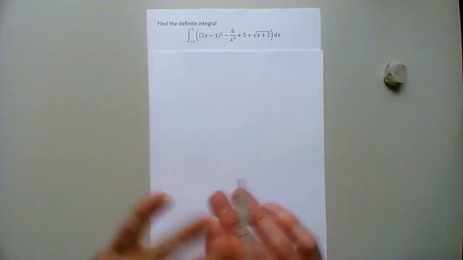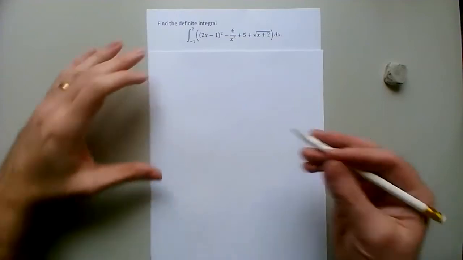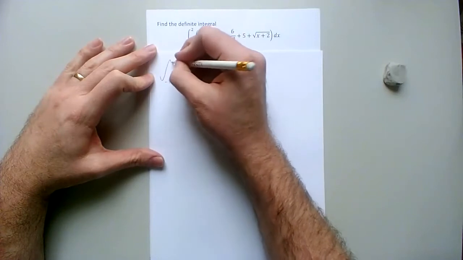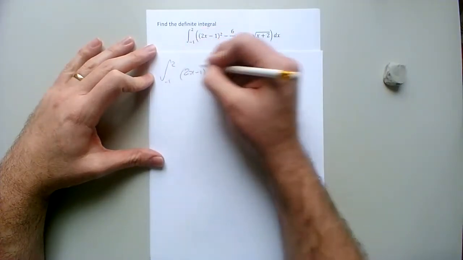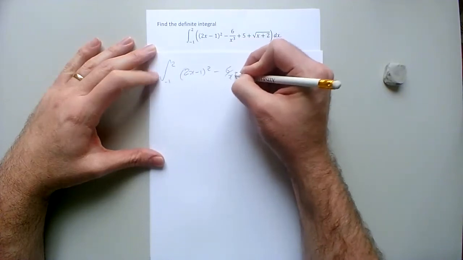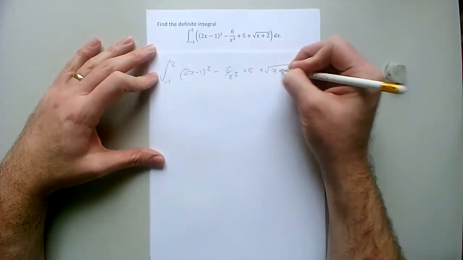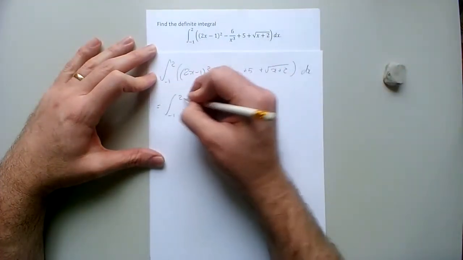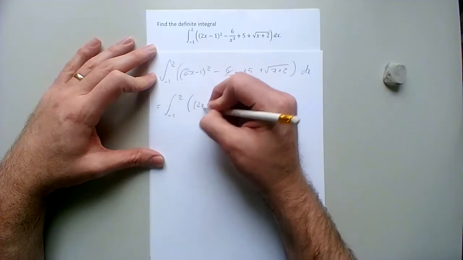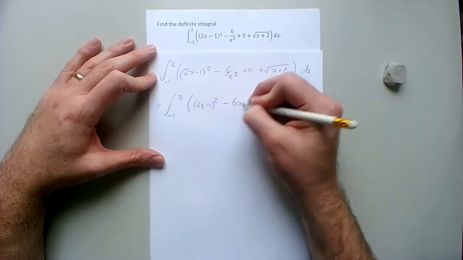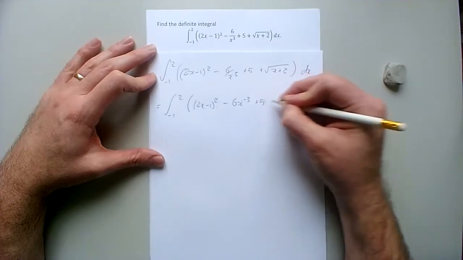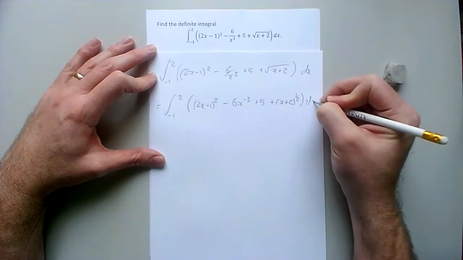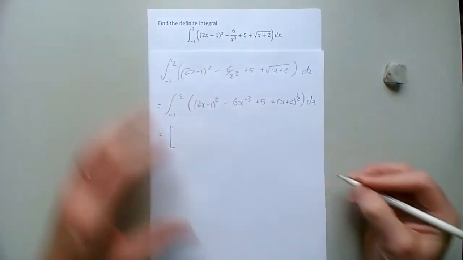All right, so if I can rewrite them all as powers, then I'll know what to do. So the integral from -1 to 2 of (2x - 1)^2 - 6/x^3 + 5 + root (x + 2) dx. First, I'll rewrite them all as powers: (2x - 1)^2 - 6x^-3 + 5 + (x + 2)^(1/2). And then I should be able to do it.